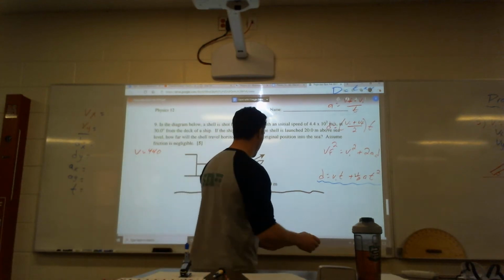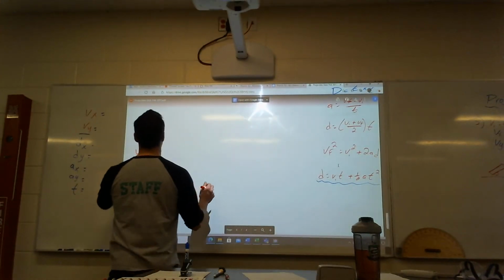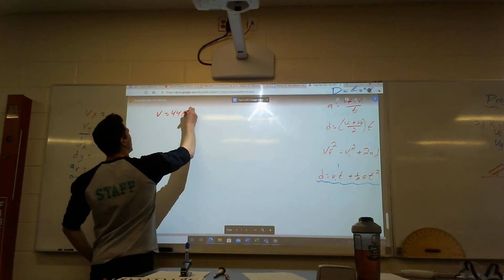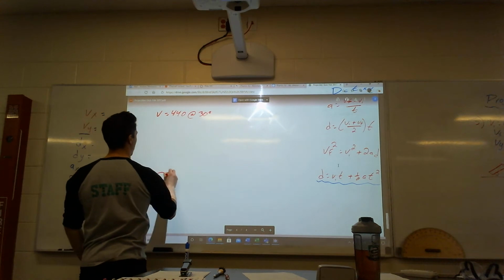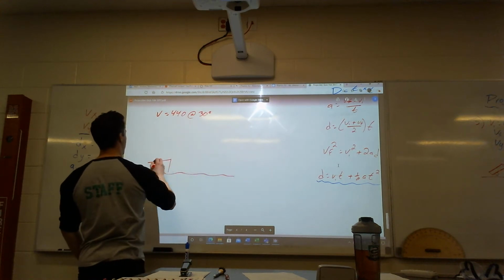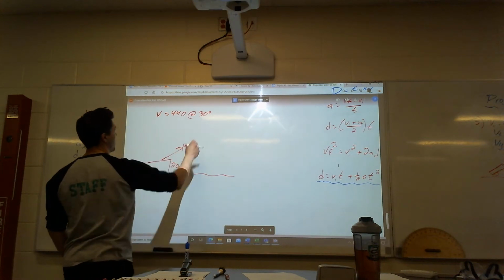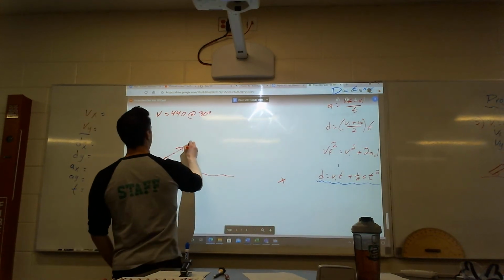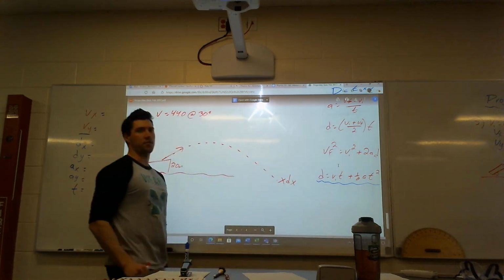All right, so let's draw this out. Basically, I'm going to have velocity equals 440 at 30 degrees. So we have this water, we have this ship, it is 20 meters above, and it is shot at that 440, 30 degrees. We want to find this over here eventually. We want to figure out this distance in the x direction.